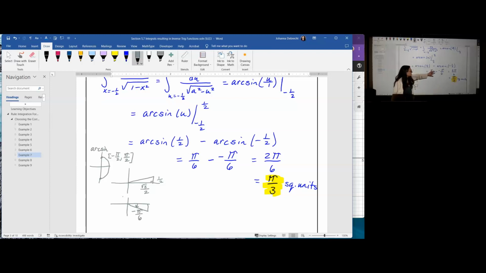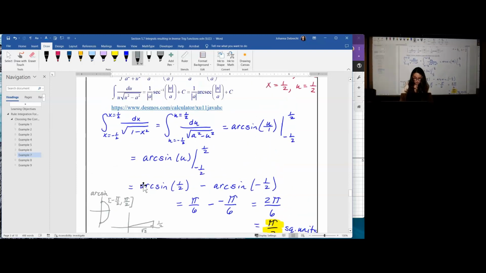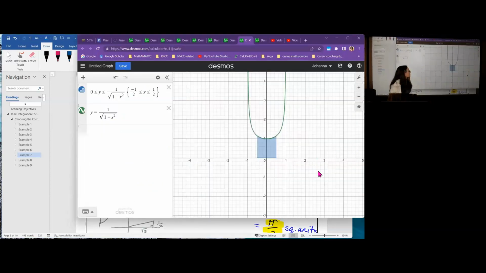So then we have pi over 6 minus a negative pi over 6, which gives us a double negative, so they add. Our final answer is pi divided by 3 square units of area between the curve of our function 1 over the square root of 1 minus x squared between negative 1/2 and 1/2. And you can see the function graphed here and the region between negative 1/2 and 1/2 shaded. This gives us exactly pi divided by 3 square units of area.